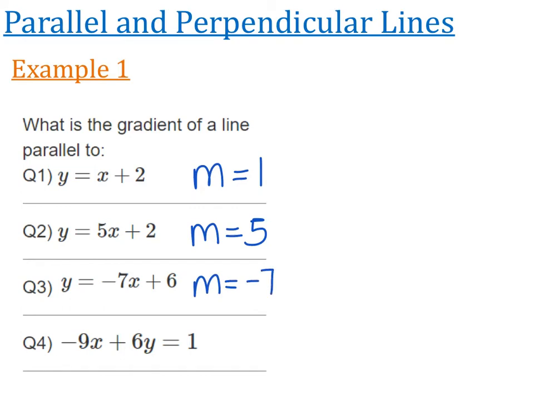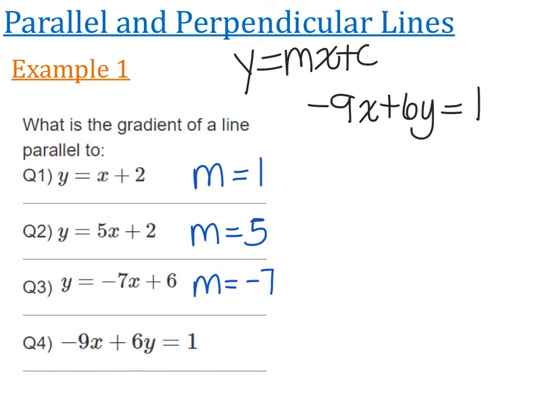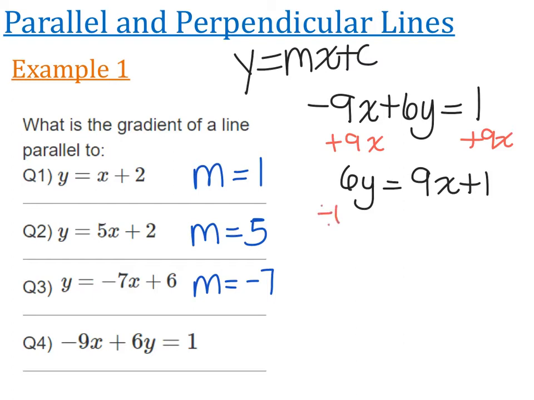Now for the last question, it's going to get really fancy, and I'm going to go quickly, otherwise this video is going to end up being 45 minutes long. So we've got minus 9x plus 6y is equal to 1. Well, in order for us to find the gradient, the equation has to look like y equals mx plus c. Minus 9x plus 6y equals 1 does not look like y equals mx plus c. So the first thing that I'm going to do is add 9x to both sides. When I do that, I end up with 6y is equal to 9x plus 1. That looks a lot more like y equals mx plus c, but it's not perfect yet. Now I have to divide both sides by 6.